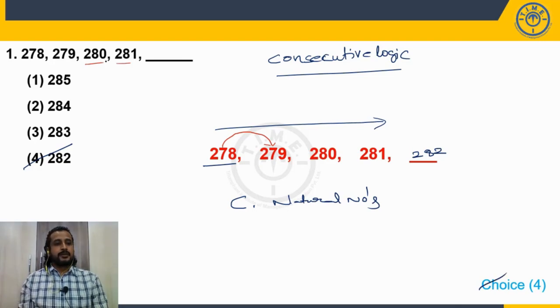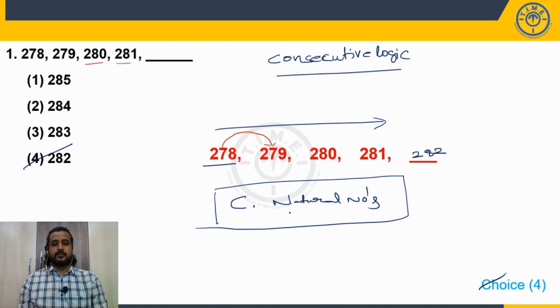You need not copy the given question and the choices. Just make a note of the logic, because these are already available in your handout. So just make a note of the logic: consecutive natural numbers. Or take a screenshot of the logic.